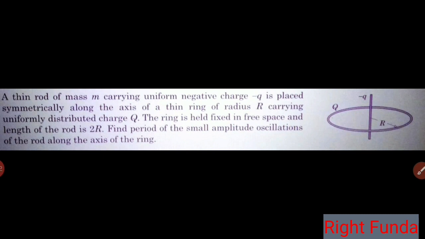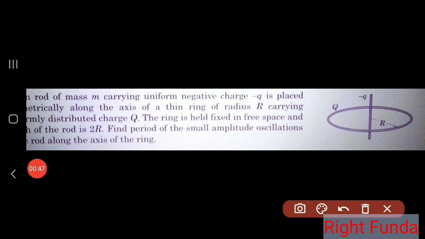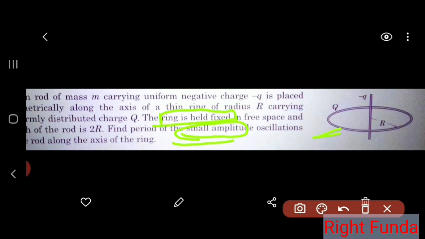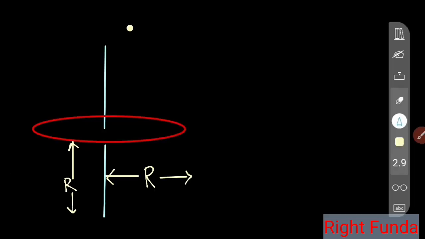So let's see what the key points are. We want to find the period of small oscillation. It is saying small amplitude, number one. Number two, the ring is held fixed. The ring is not moving, and small oscillation, small amplitude, is the keyword there. And 2r is the length of the rod, and we have to find out the time period of oscillation. Let's calculate this.